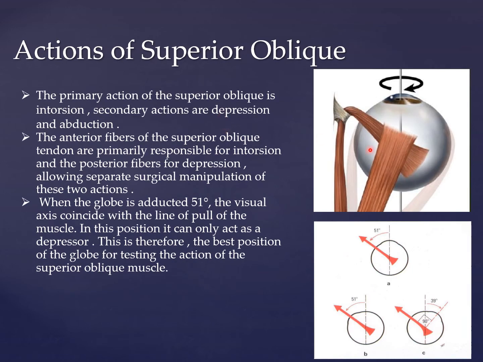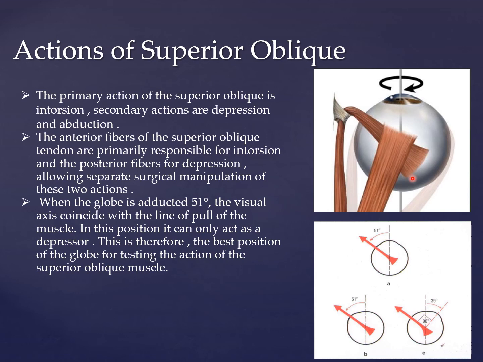The primary action of superior oblique is intorsion because it has an oblique insertion in the superior part of the eyeball near the superior corneal meridian. So when it contracts, it causes intorsion of the eyeball. It rotates the superior corneal meridian inwards. This is the line of action of the muscle when the eyeball is in its primary position. Its secondary action is depression.